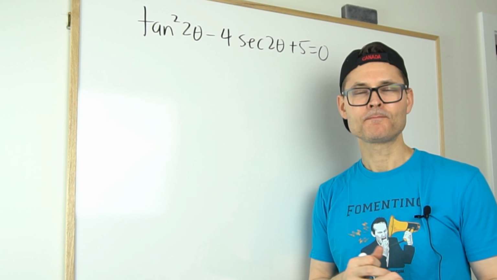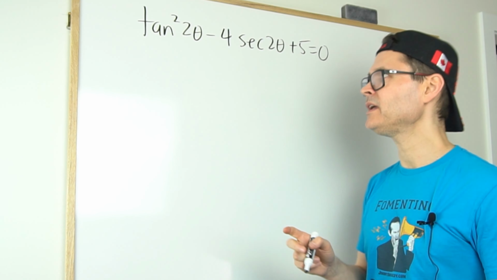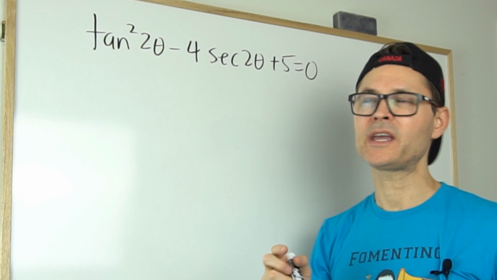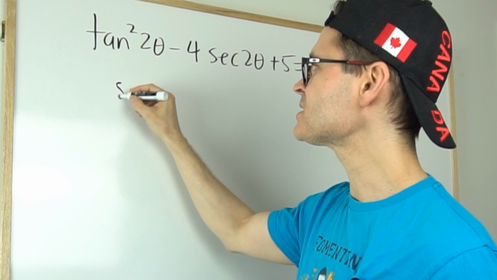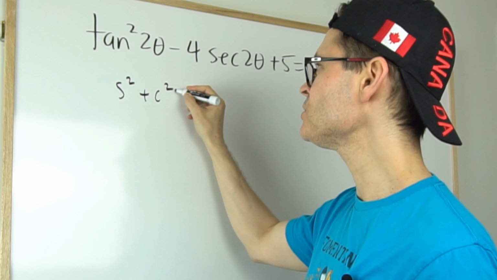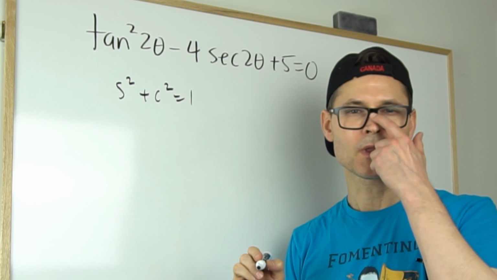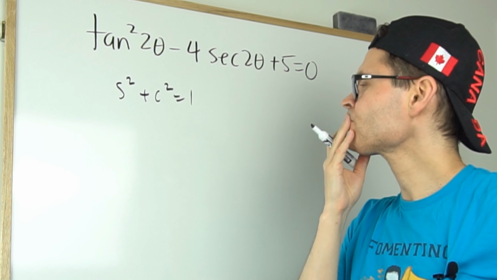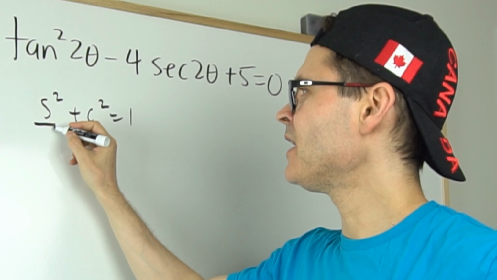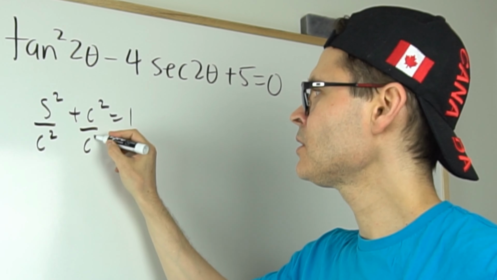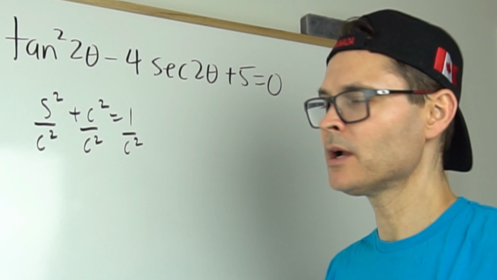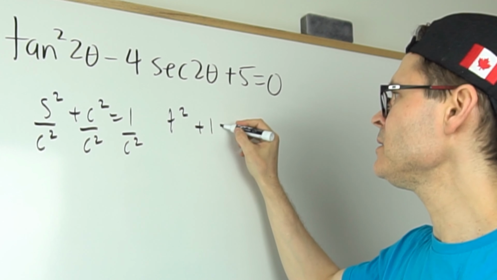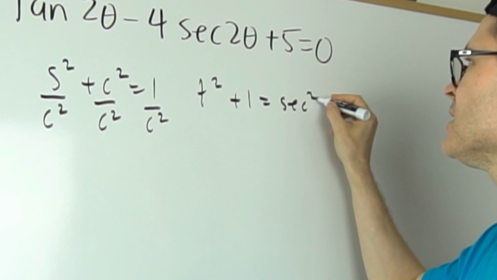Please don't be. What I would recommend that you know is the relationship that tan and secant share. Don't forget those little ideas. We know that sine squared plus cos squared is equal to 1. That's your basic trig identity, your Pythagorean identity. And if I was to divide by cos squared, cos squared, cos squared, then you can see you're going to get tan squared plus 1 equals secant squared.